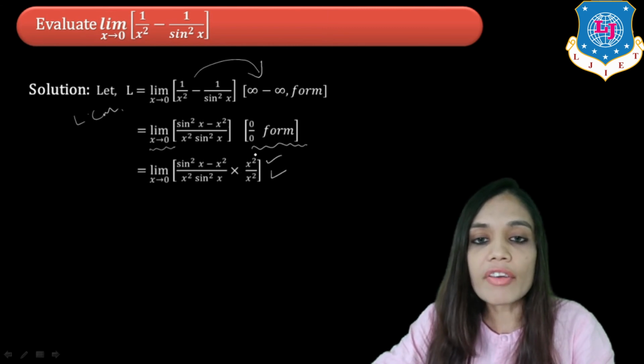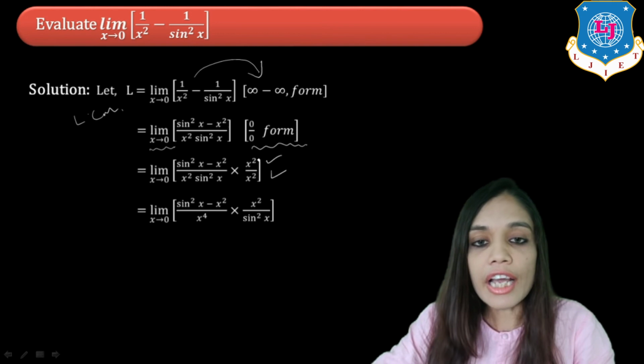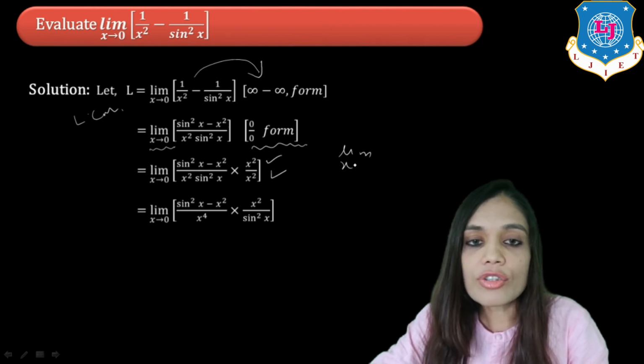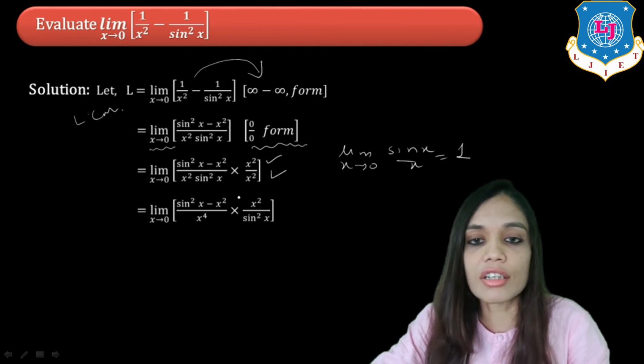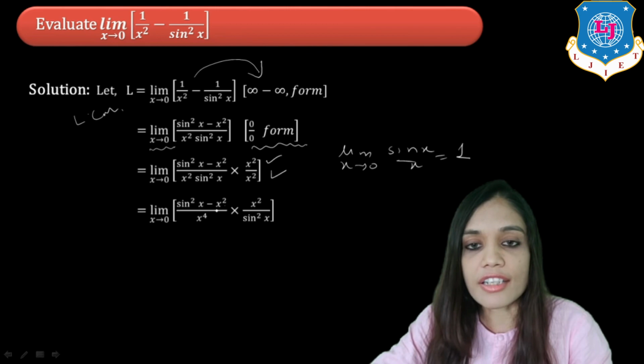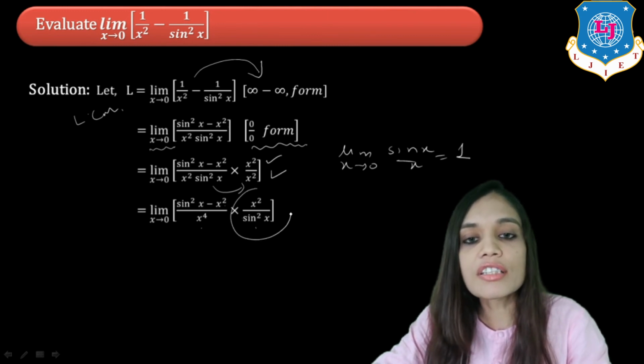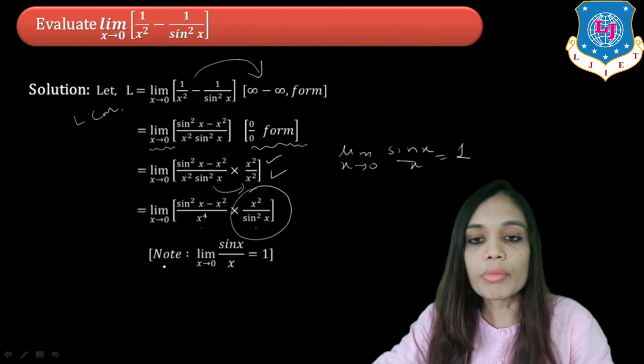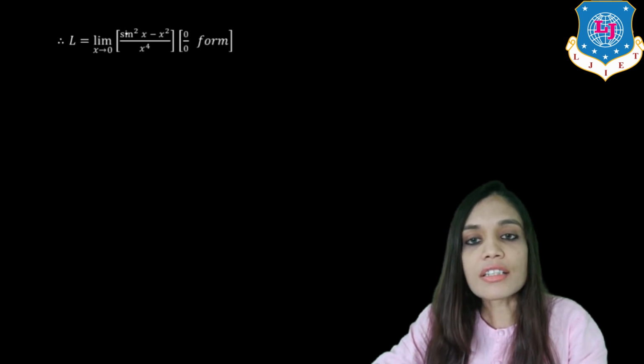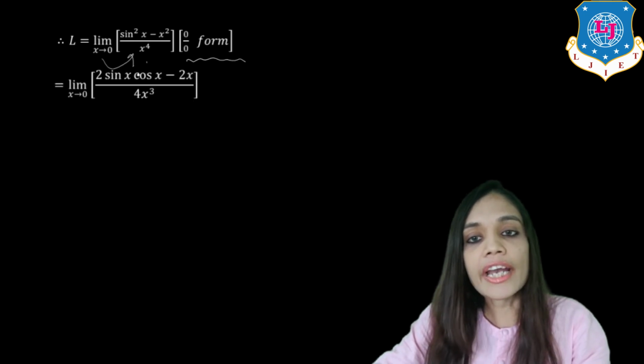So on multiplying and dividing, you will get this expression. Now we know limit x tends to 0, sin x upon x is equal to 1. So we will rearrange the terms as sin square x minus x square upon x to the power 4 into, take this over here, x square upon sin square x. Now the limit of this is 1. So what will remain? Limit x tends to 0, sin square x minus x square upon x raised to 4. Again on putting x tends to 0, you will get 0 by 0 form. So apply your L'Hopital's rule and do the derivative.